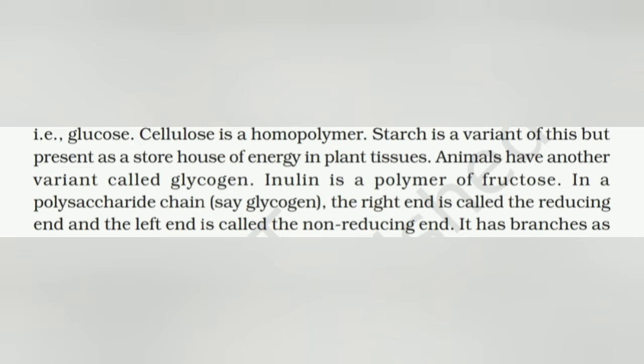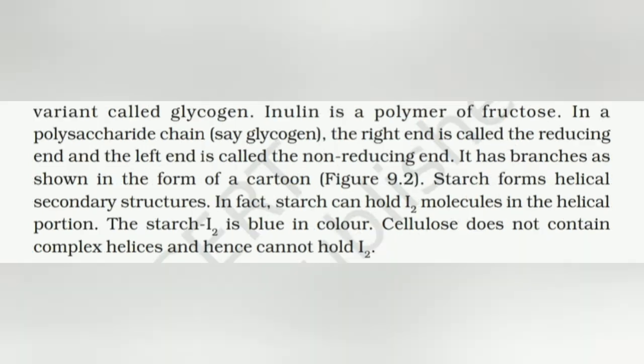Cellulose is a homopolymer. Starch is a variant of this but present as a storehouse of energy in plant tissues. याद रखिएगा, सेल्यूलोज होमोपॉलीमर है, मीन्स एक ही यूनिट रिपीटेडली ऐड की गई है. स्टार्च थोड़ा सा अलग है बट इट इज़ द स्टोर हाउस. एनिमल्स हैव another variant called glycogen. So cellulose, starch, glycogen all are homopolymers only. Inulin is a polymer of fructose.